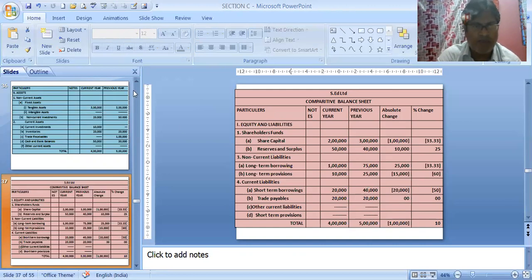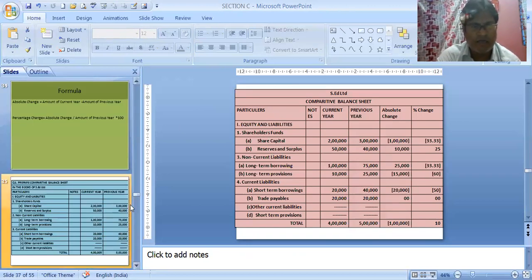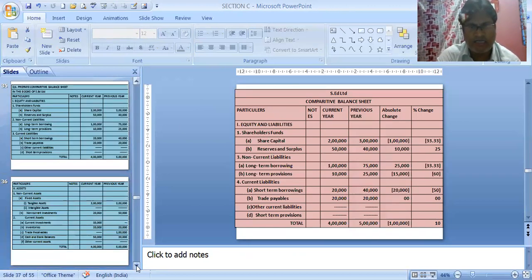Then long-term borrowings, 1 lakh and 75,000. Same thing. Long-term provision 10,000, 25,000. Short-term borrowings 20,000 and 40,000 as given in the question. Trade payables 20,000, 20,000. There is no change as given in the question. Other current liabilities and short-term provisions, no figures are given.